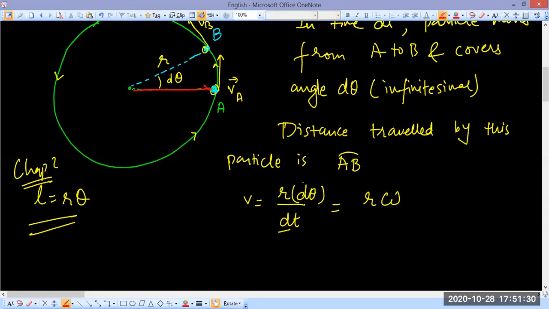So this is the position vector at A and this is the position vector at B, right? This is the position vector at A and at B.